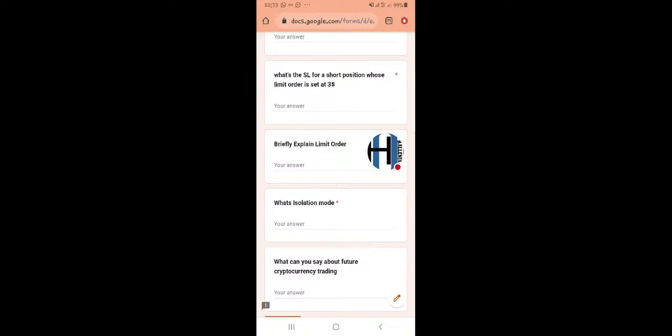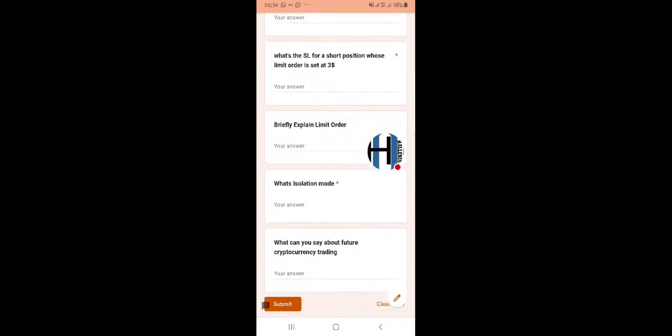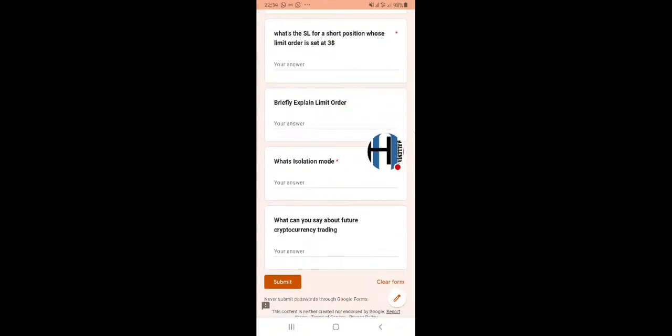So what is isolation mode? I've explained it earlier. Isolation mode is when the amount you allocate for a trade is the only thing that's being used by the trade. What can you say about futures cryptocurrency trading? I've said it in the class yesterday. Futures cryptocurrency is just forward buying and selling of the token.